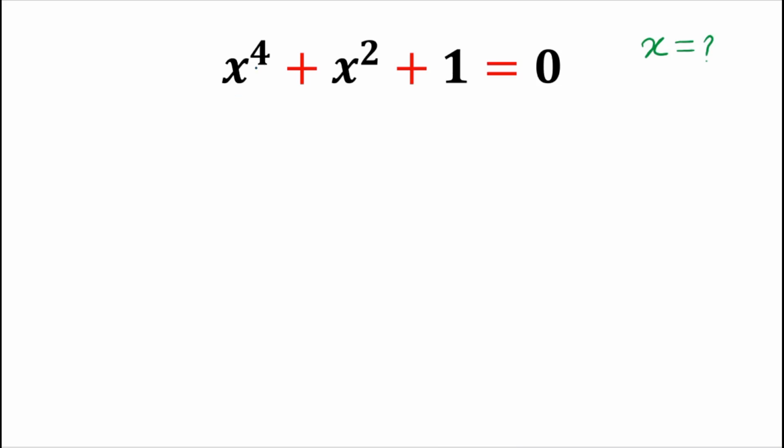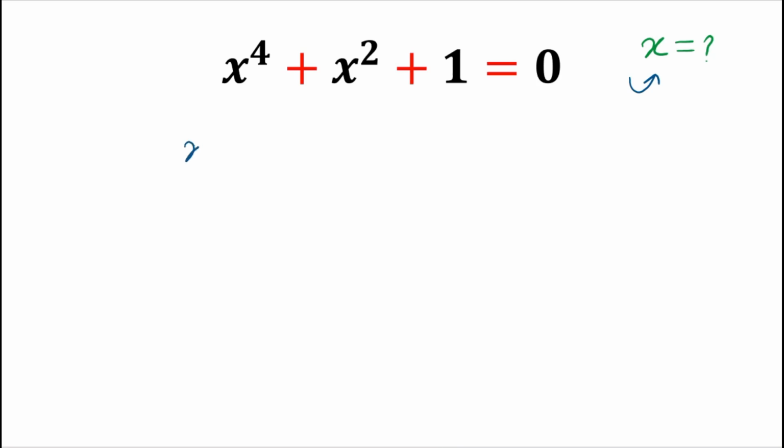We have x⁴ + x² + 1 = 0. Here we need to calculate all possible values of x. Look carefully, on the left-hand side we have a polynomial of degree 4, so it must have 4 solutions.